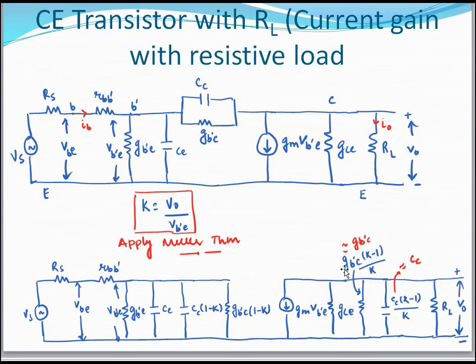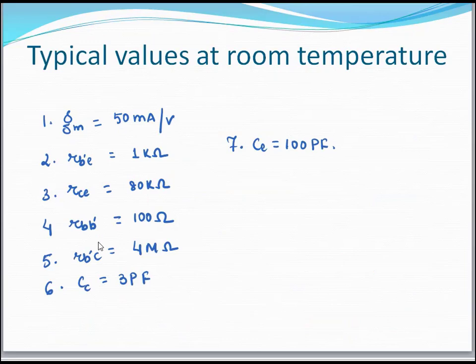तो आउटपुट पे हमने क्या किया, Gb'c and Cc, the value of these two impedance is very high, so it will act as an open circuit. Also अगर हम इस Gc के वैल्यू को देखें टिपिकल वैल्यू में, so this is the value of Gc, means reciprocal of Rc is around 80 kilo ohm, and we have the load resistance of few kilo ohms, like 1 kilo ohm and 2 kilo ohm.